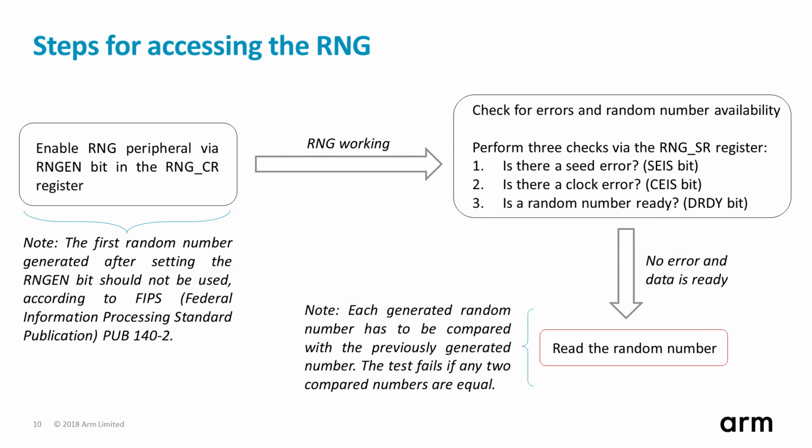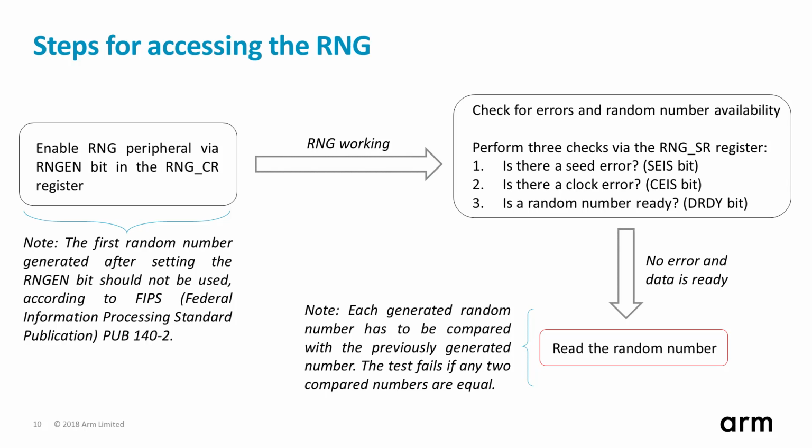The steps for accessing the RNG are fairly straightforward. First, we have to enable the RNG. In this case, this is done using the RNGEN bit in the control register, which we just mentioned. There's a small note in the reference manual that says that the first generated number after setting this bit should not be used, according to FIPS publication 140-2. So this is something to keep in mind.